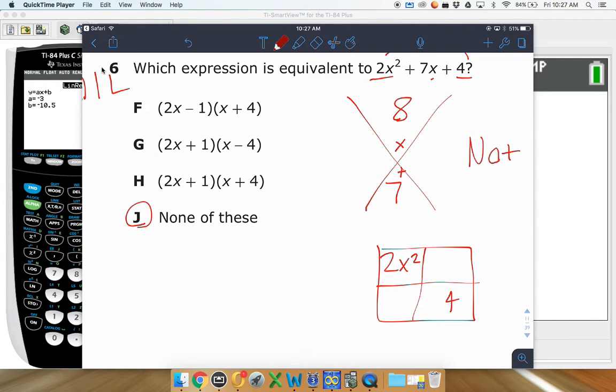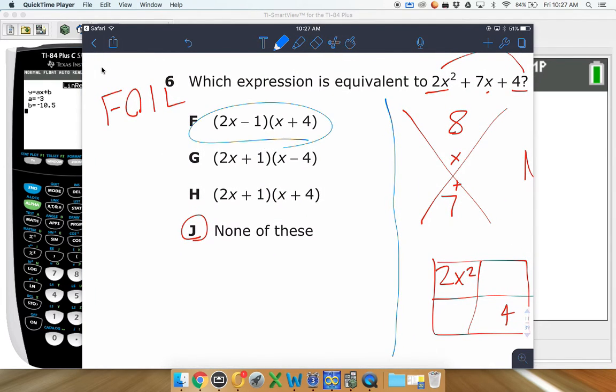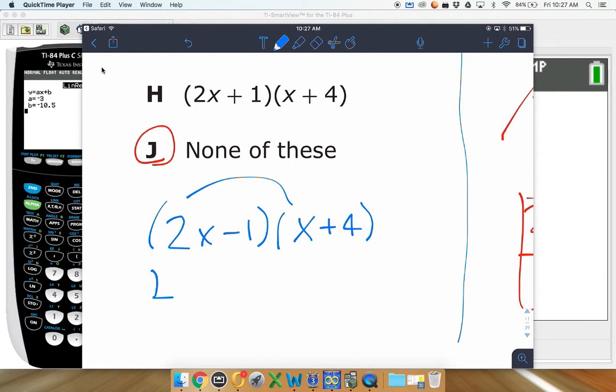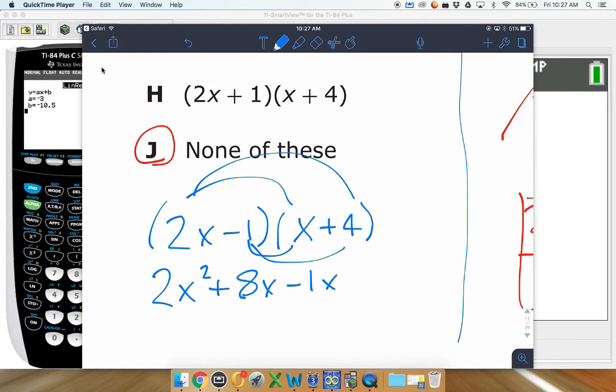Now, a different thought process, if you want to do the foiling: I'm going to take one of these answers and foil it together. So you've got 2x minus 1 times x plus 4. If we foil that, we can see if it matches our answer. Obviously none of them do, but I wanted to show you one example of the FOIL process. 2x times x is 2x squared. 2x times 4 is 8x. Negative 1 times x is negative 1x. And negative 1 times 4 is negative 4.